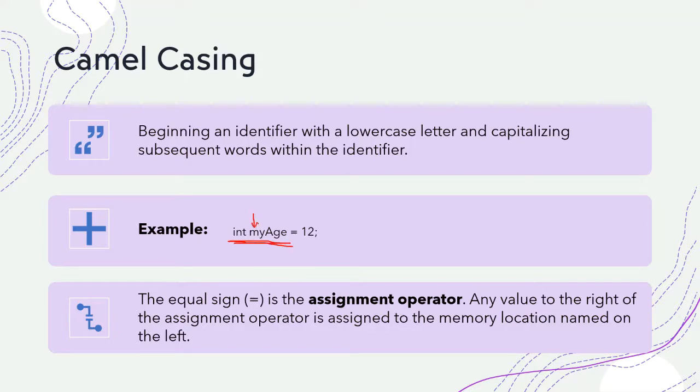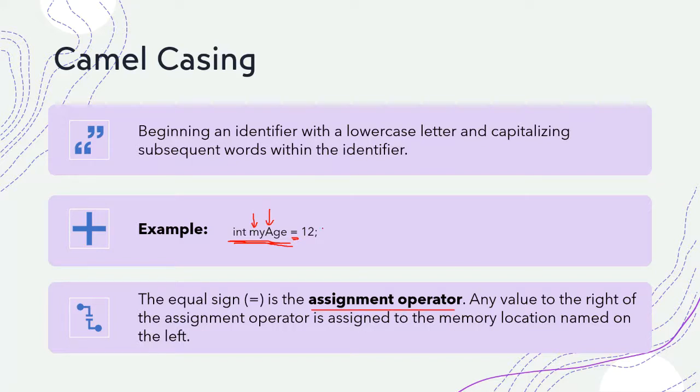As you can see, it starts with a small letter and the first letter of the next word is in capital letter. So this is the standard of declaring a variable using camel casing. The equal sign here is called the assignment operator.